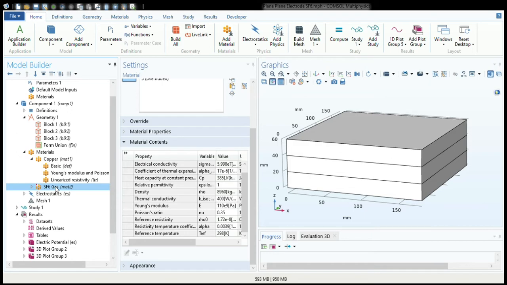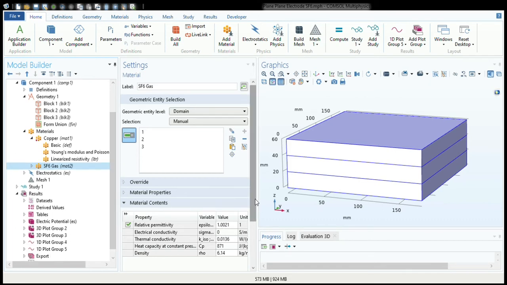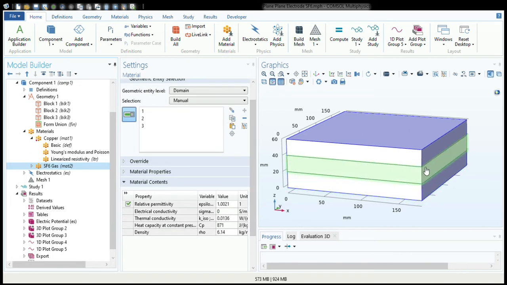SF6 is not a familiar gas that is available in this software, so we need to register it as a new gas in the family of air. We need to include the values of relative permittivity, electrical conductivity, thermal conductivity, heat capacity, and density. All the data should be inserted here so that we can fill this part with sulfur hexafluoride gas.